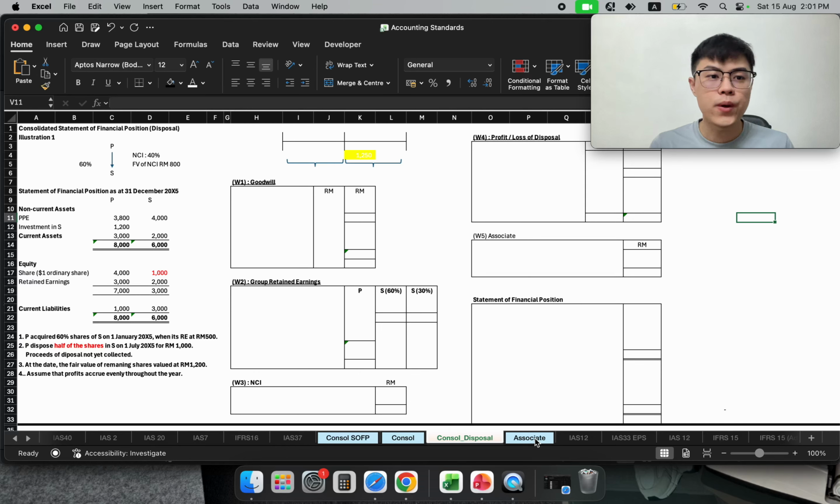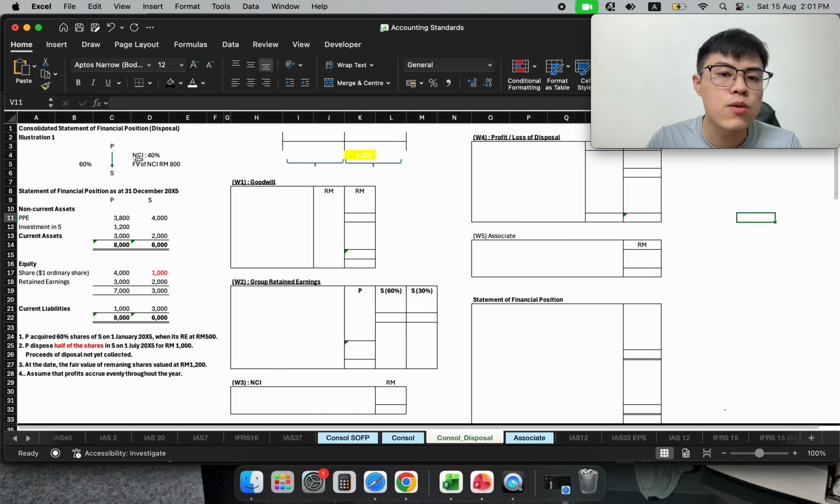Hi everyone, we will look at the consolidated statement of financial position for disposal, or what we call a part disposal. We have a few scenarios here. We're going to start with these 4 illustrations and then go into the real exam questions. Disposal is the opposite of acquisition. If your business intends to divest a certain subsidiary or associate, this falls under disposal.